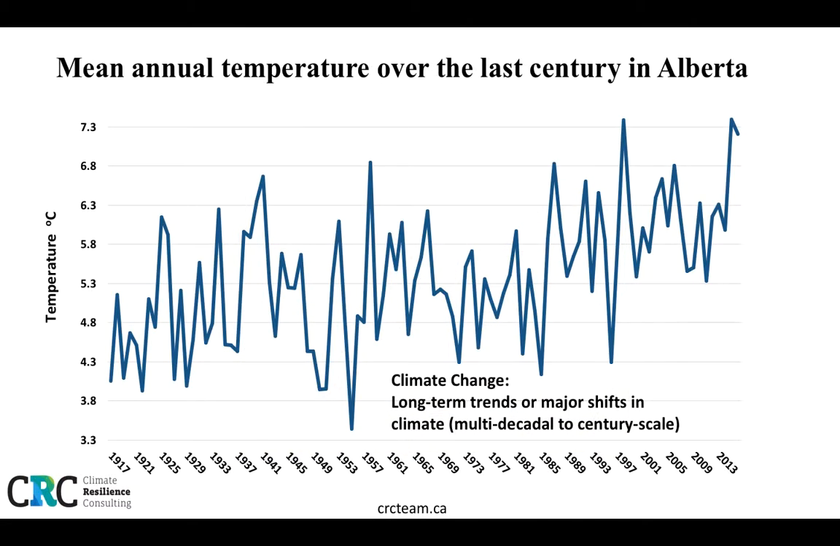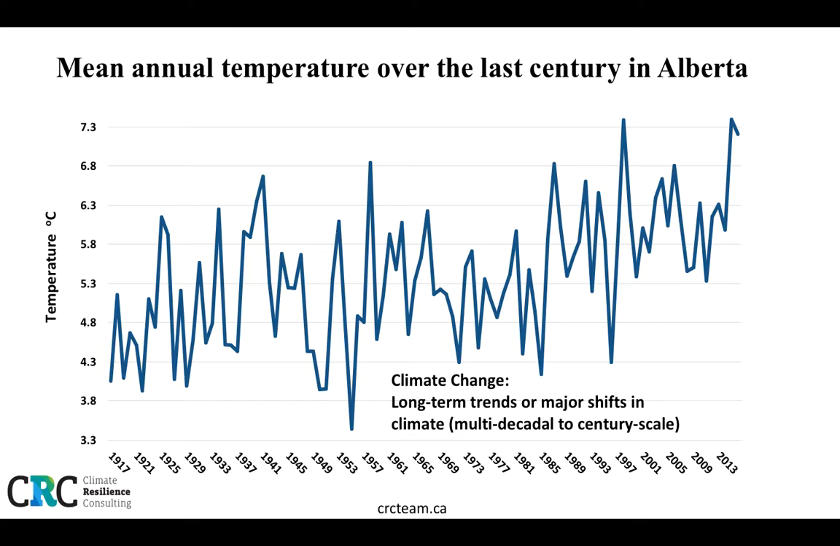Here we're looking at some real data. This is mean annual temperature over the last century in the province of Alberta. And the first thing that should jump out at you is it's a very noisy system. There's a lot of spikes or variability in the data, or the dog bounding all over the place.